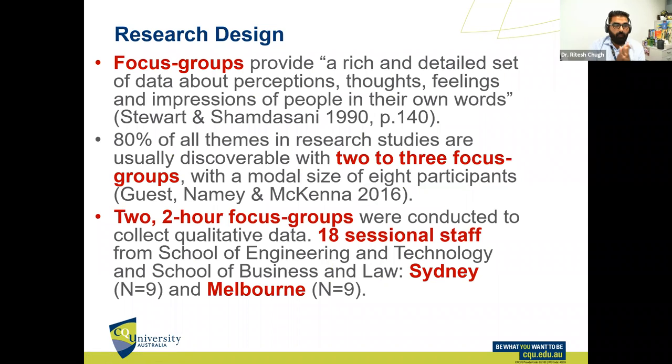Then going ahead, our research design, we conducted focus groups because focus groups provide us a detailed set of data about perception, thoughts, feelings, impressions of people. In order to reach the right sample size, we were guided by previous research by Guest, Namey, and McKenna that said 80% of all themes in research studies are usually discoverable with 2 to 3 focus groups with a model size of 8 participants. So we ended up doing two-hour focus groups. That's one in Sydney, one in Melbourne, with 18 sessional staff from the School of Engineering and Technology and School of Business and Law. In Sydney, we had 9 participants, and in Melbourne, we had 9 participants.